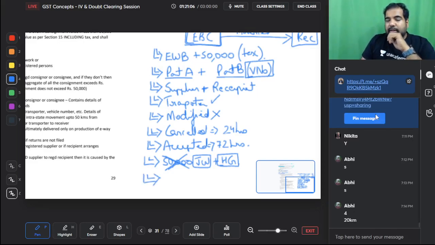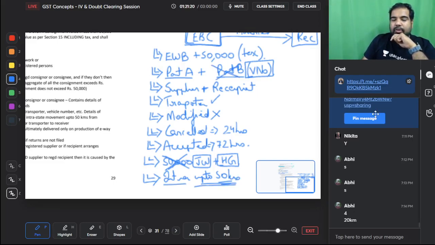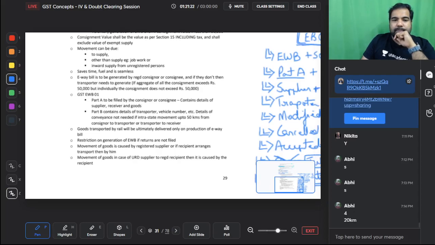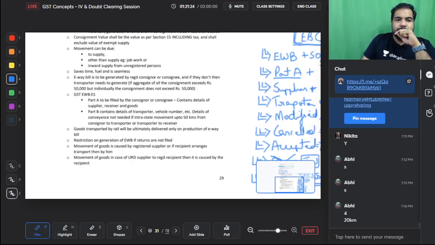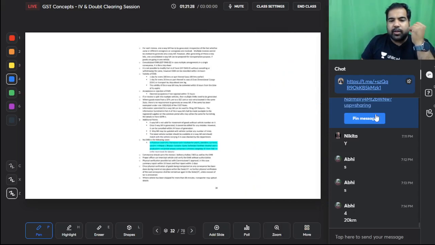If you are sending the goods to a nearby place within the same state, intra-state, up to 50 kilometers, then you don't need to upload part B. Intra-state up to 50 kilometers, if you are sending the goods, then you don't need to upload part B. Alright. Anything else? Just let me check in the e-way bill.